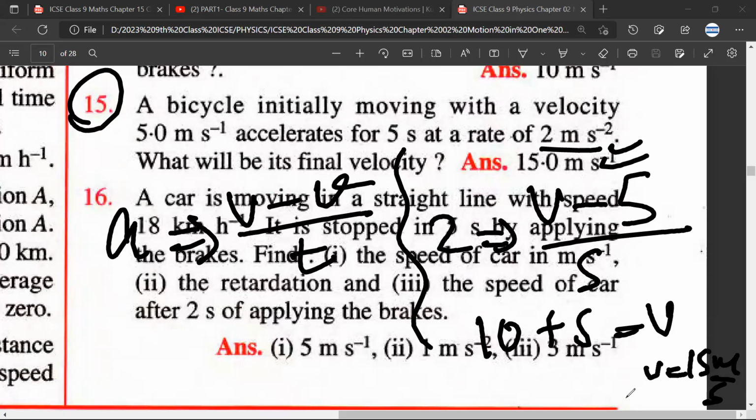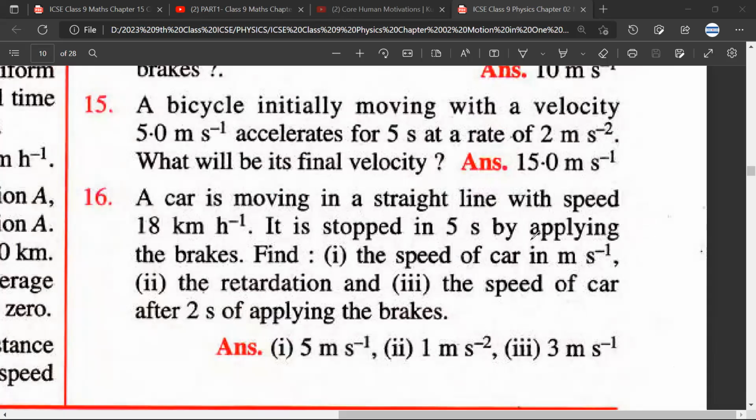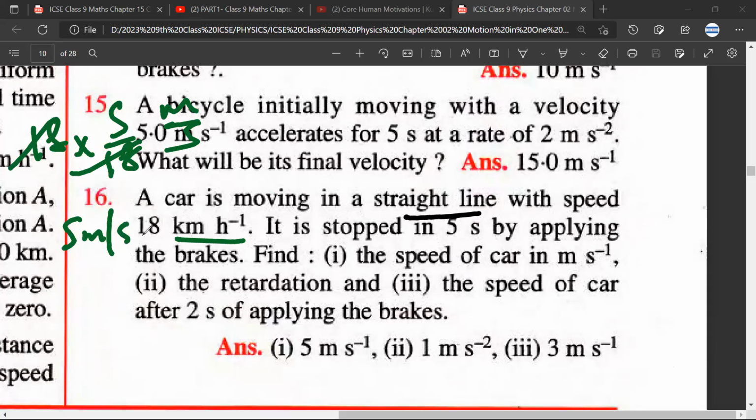Okay. Now this is the final numerical. A car is moving in a straight line, one dimension, with a speed of 18 kilometer per hour. We know this is 18 into 5 by 18 meter per second. So this would be 5 meter per second. It is stopped in 5 seconds by applying the brake. Find the speed of the car in meter per second.